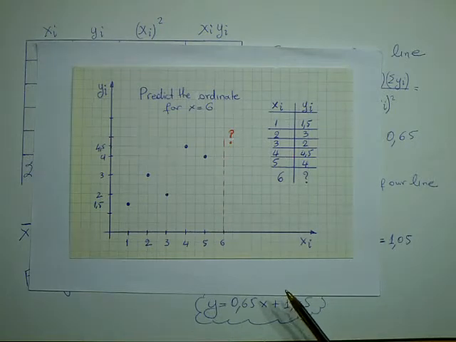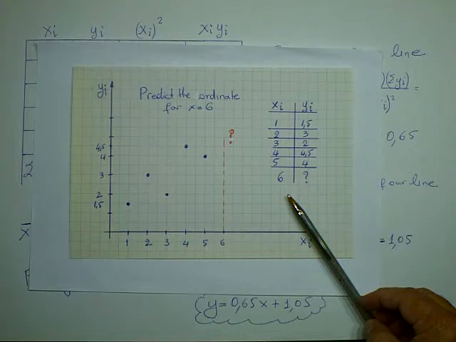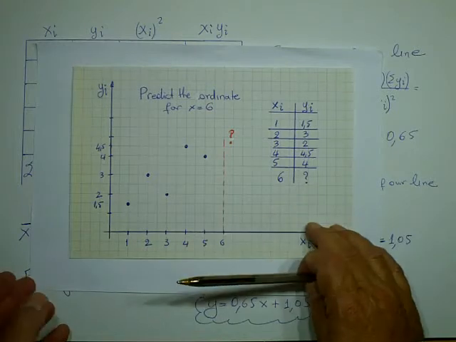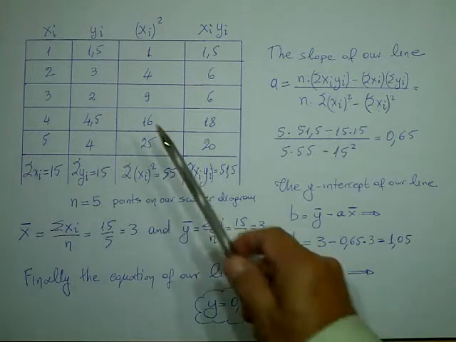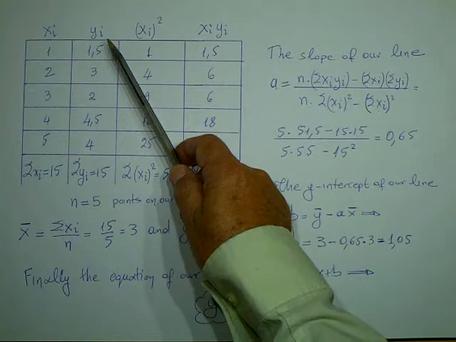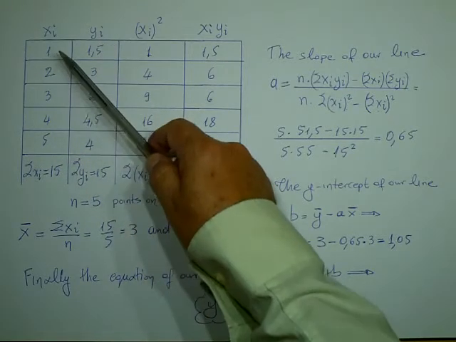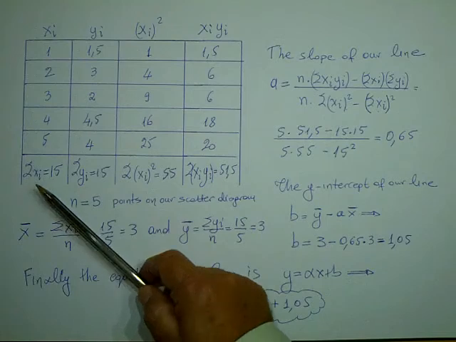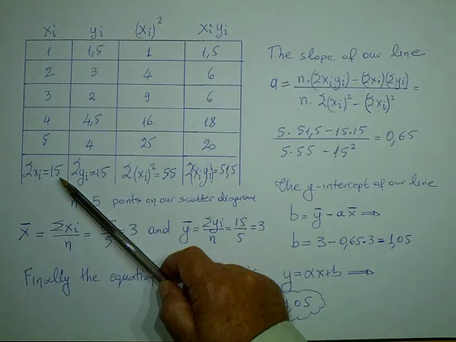We shall do it mathematically. Well, first of all, we copy this table without number 6. Let me show you. This is our table with x's and y's. 1, 2, 3, 4, 5 for x, which add to give, this is the sum of x's, sigma xi equals 15.